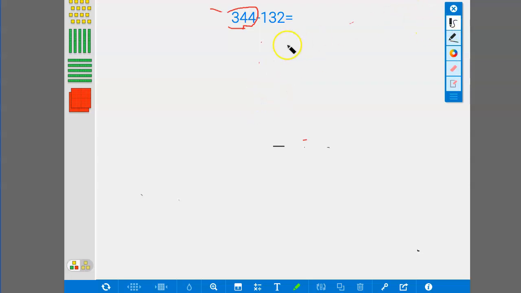So when I put number bonds, this is still a magnifying glass because that's our total we're taking away from. I'm going to decompose this to the nearest hundred. So we have 300, we have 40, and we have 4. And then let's decompose 132. We have 2, 30, and 100.